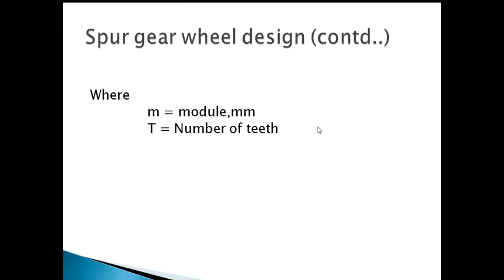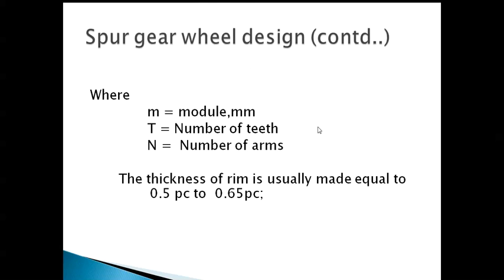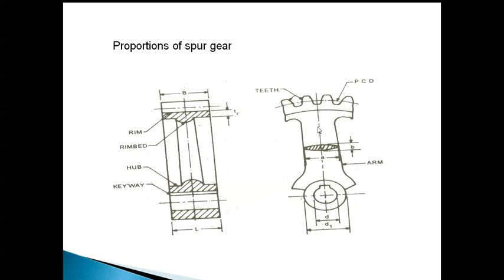Where m is the module, T is the number of teeth on the gear, and n is the number of arms. The thickness of a rim is usually made equal to 0.5 pc to 0.65 pc. The minimum face width should be equal to 3 pc.